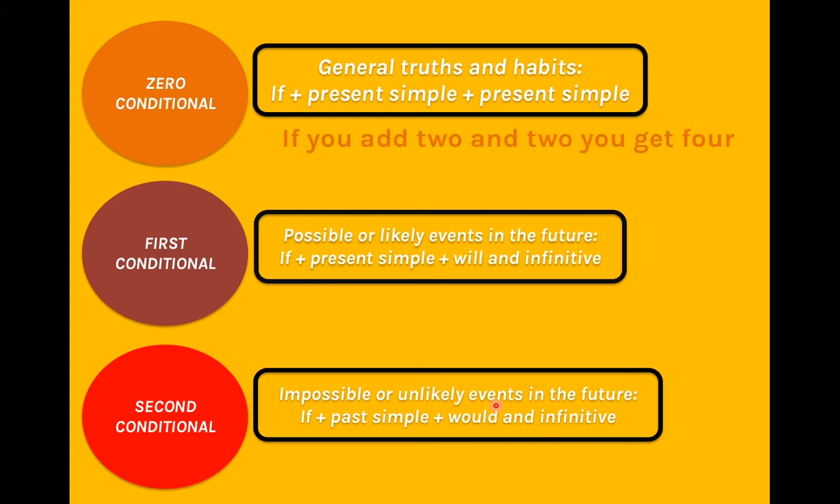The zero conditional is used to express general truths and habits. For example, if you add 2 and 2, you get 4. Well, that is a general truth. It's something that is real, it happens. So we express the condition with the present simple, and the result we also express it with the present simple. That is the zero conditional. Now let's see an example of the first conditional.